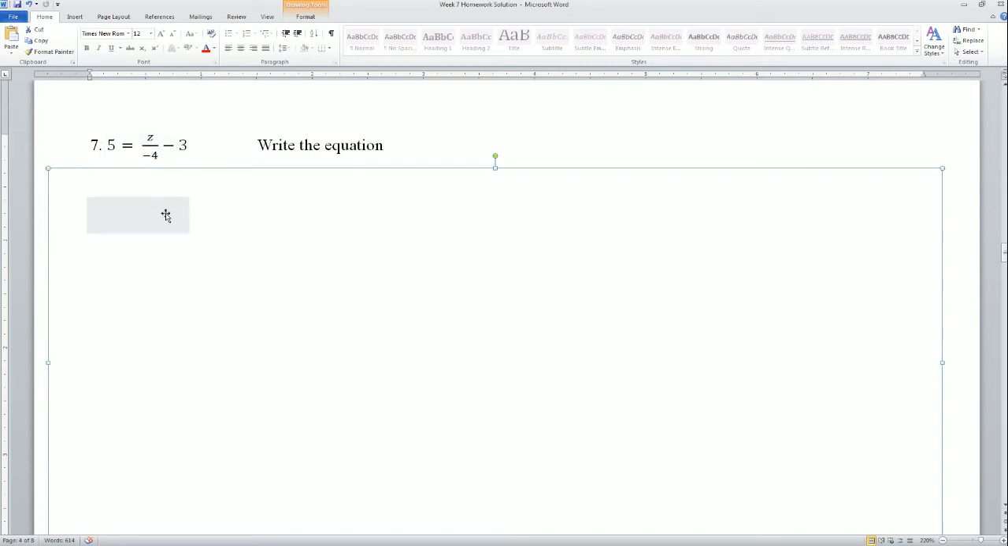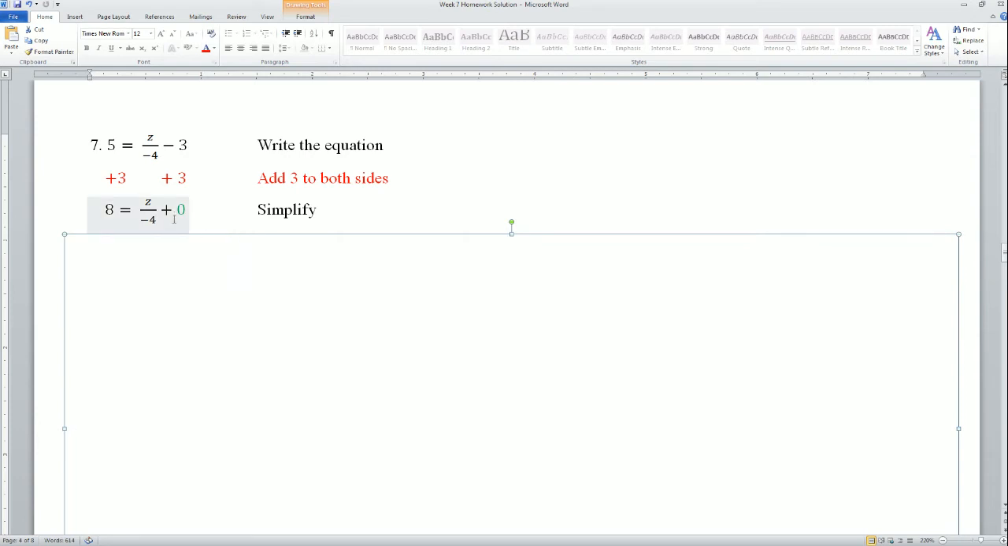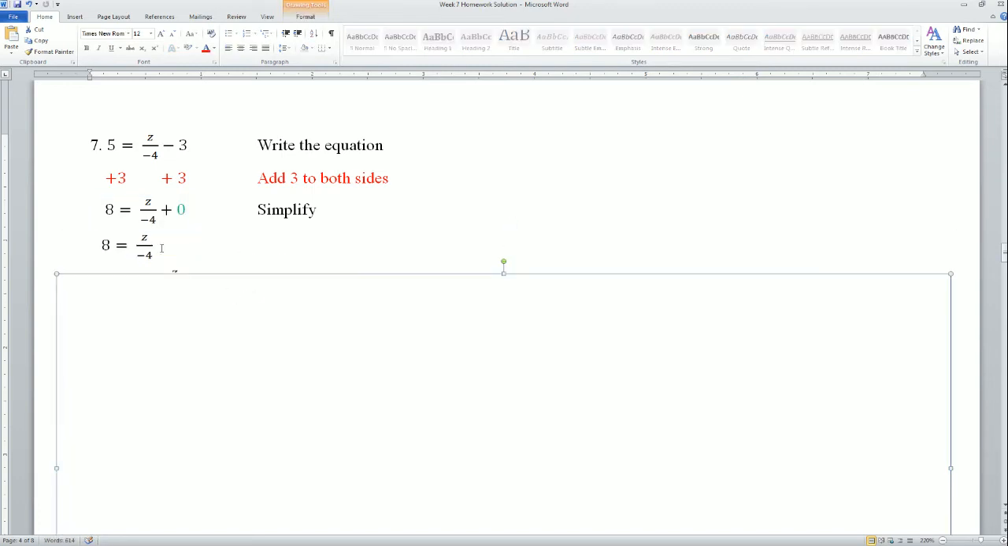5 is equal to z over negative 4 minus 3. Write down the equation as the first step. Again, you want to deal with the most outward thing, which is going to be that negative 3. The inverse of negative 3 is to add 3 to both sides. In that process, negative 3 plus 3 is 0. On my left hand side, 5 plus 3 is equal to 8. Come straight down, nothing disappears. That 0 represents nothingness, so we can just not write it. It's still there, it's just we don't write it anymore because it's plus 0.